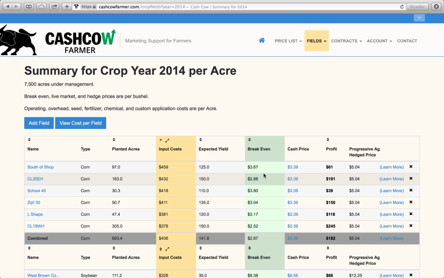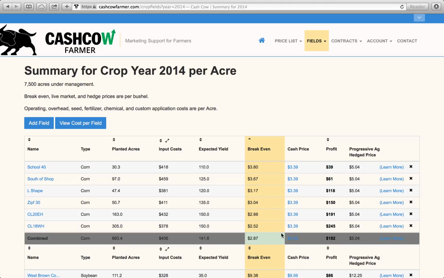Then we've got break even. Break even is going to take the input costs and the expected yields to come up with a break even per field. We can sort these as well. See that school 40 is the highest break even. CL18WH has the lowest break even.